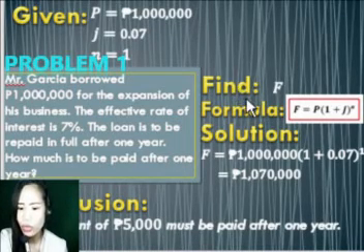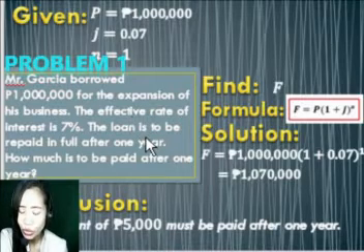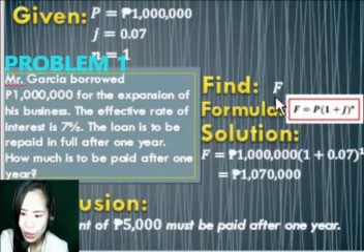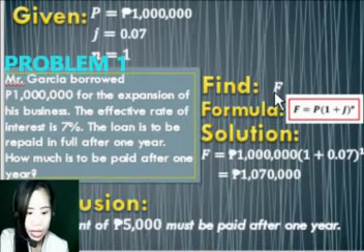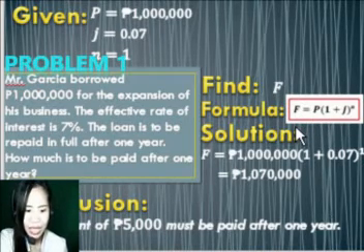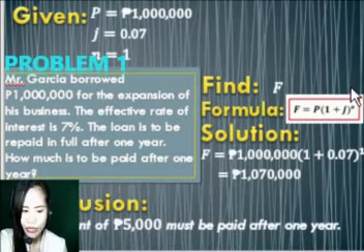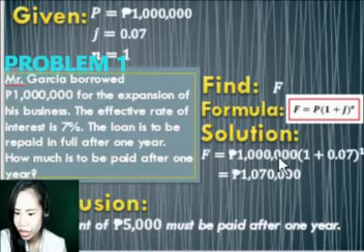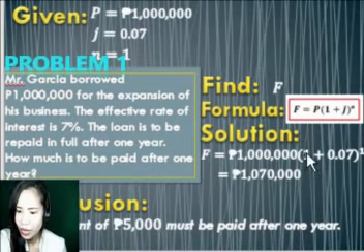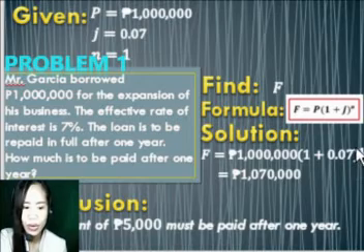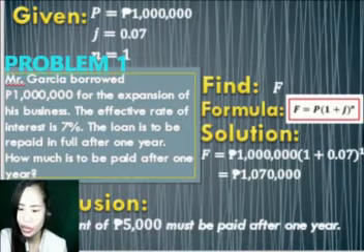Now, what will you look for in the problem? We need to solve for the loan to be repaid in full after 1 year. So this focuses on the interest plus the principal. We have here the formula F equals P times (1 plus j) raised to the power of n. Substitute P here, 1 million pesos times the quantity of 1 plus 0.07, which is your interest rate per conversion period, raised to the power of 1 because you will pay it after 1 year.